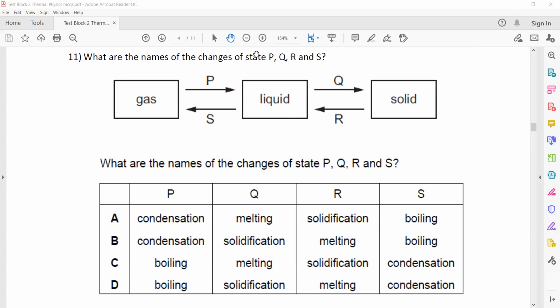What are the names for the changes of state from P, Q, R, and S? A gas is changing into liquid. That's condensation. So P is condensation. A can be the answer or B. A liquid is changing into solid. That's freezing or solidification. Solid changing into liquid, R is melting. Liquid changing to gas, that's boiling. So B is the right answer.